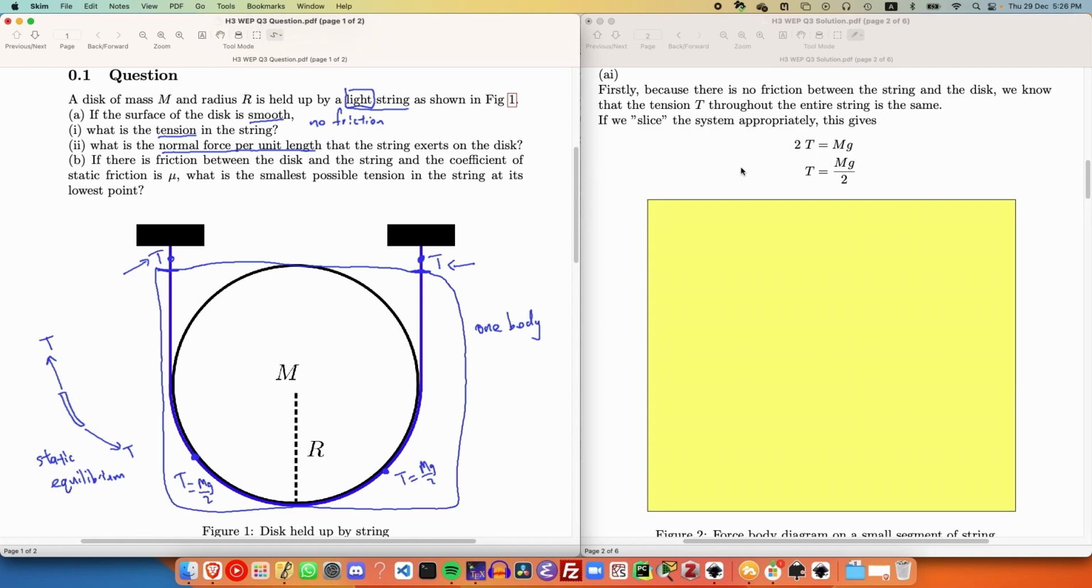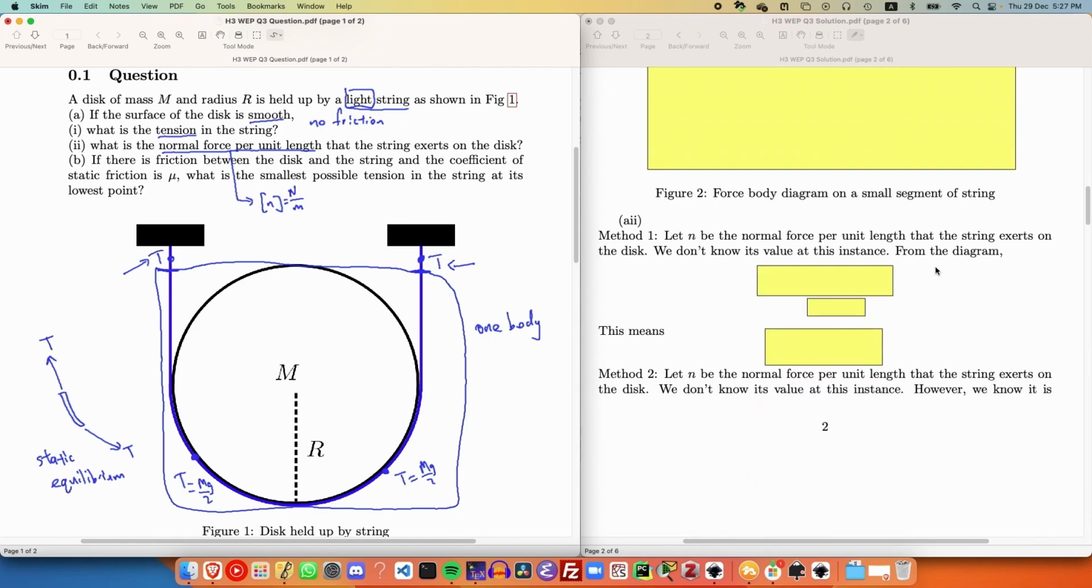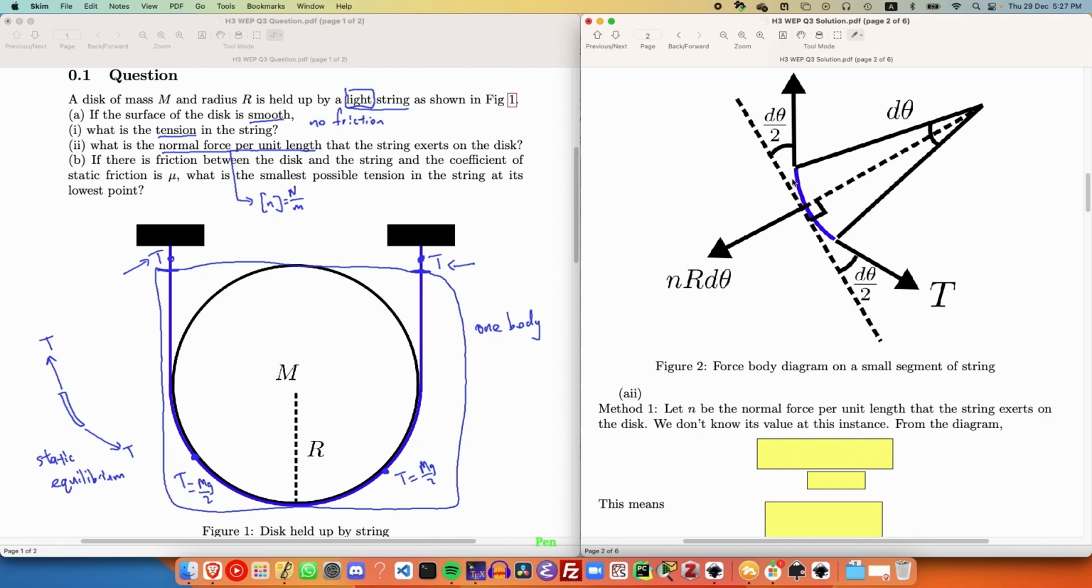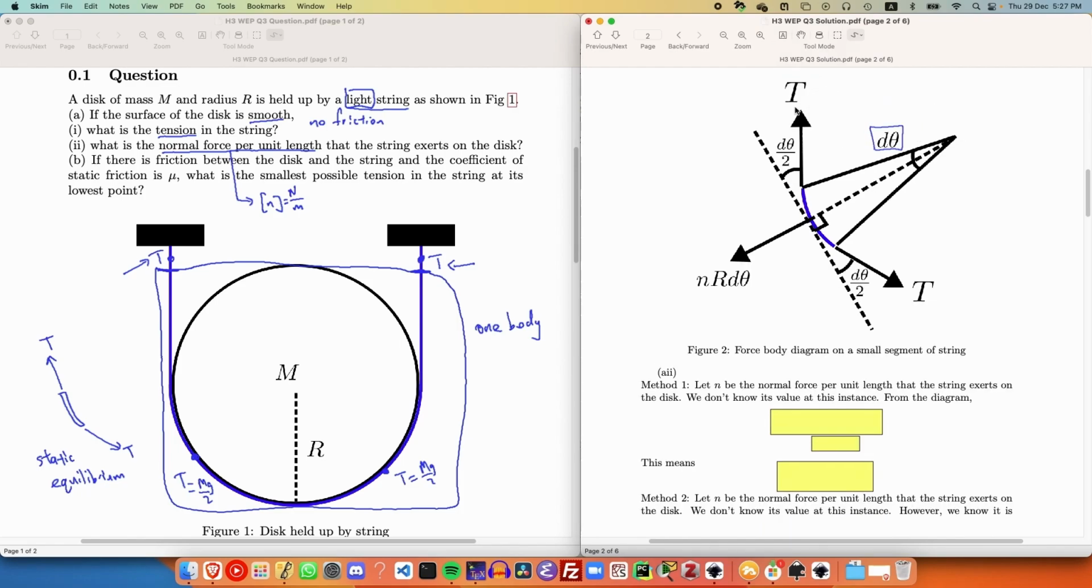Now for part 2, what is the normal force per unit length that acts on the string? When we see normal force per unit length, that tells us that the unit of the answer must be newtons per meter. There are going to be two methods to solve this part, so let's go to method 1 first. Consider this free body diagram on a small segment of the blue string over here. Let this small string subtend an angle of d theta with respect to the center, and because we know that the tension at the two ends are equal, and they subtend an angle of d theta over 2 with respect to the tangent, these two tension forces act inwards on the string, pulling it towards the center of the disk. What's counteracting this inward tension is the normal contact force.